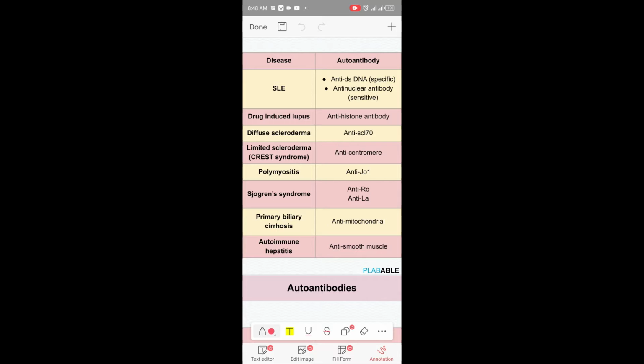The next thing is drug-induced lupus. Antihistone antibodies are positive. Your MCQs are going to be like this: if somebody is having drug-induced lupus, which antibodies will be positive? Some straight questions will be there.